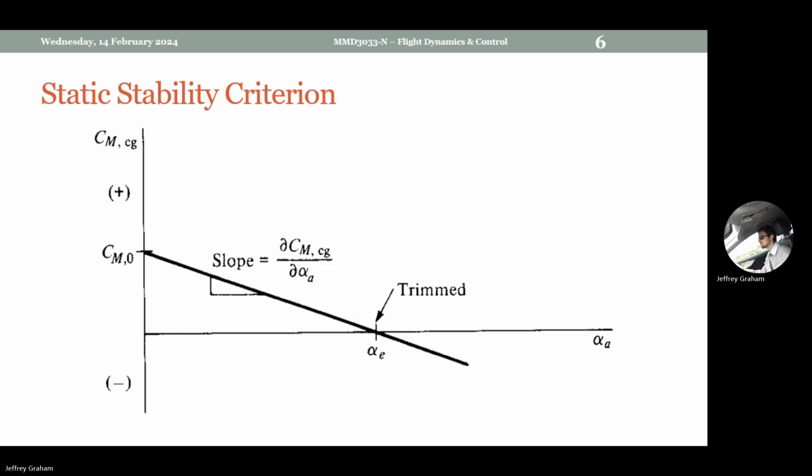Now, key points on this graph. First one, these are all the conditions required for positive static stability in the longitudinal sense. Right, so CM0 is the pitching moment, the coefficient of the pitching moment. It's at 0 degrees absolute angle of attack. And note it's above 0, so this has to be positive.